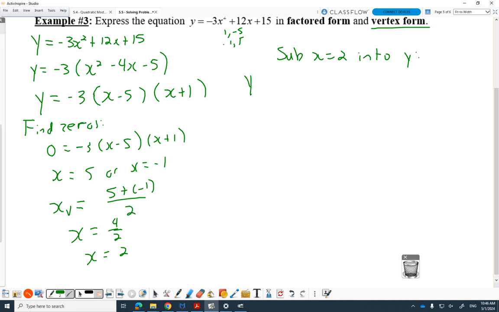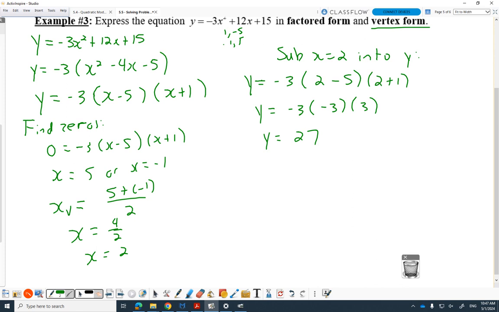And so I get y equals negative 3, bracket 2 minus 5, bracket 2 plus 1, negative 3 times negative 3 times 3, I get 27. I can't resist. In my head, I'm subbing it into the other one to see if it works. Negative 12 plus 24 is 12 plus 2. It works, yeah? Makes me happy. Makes me feel good. So when you have time, I know some tests are a rush, but other times you're like, oh, I'll just sub this in to make sure it works.